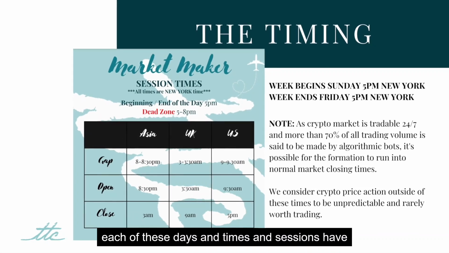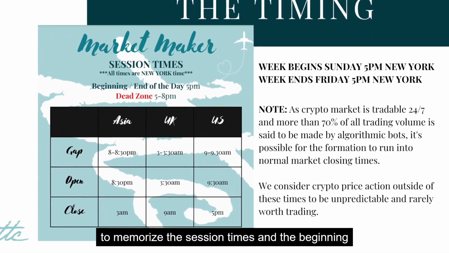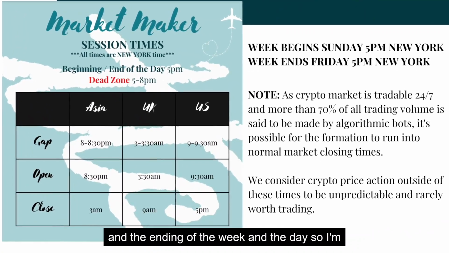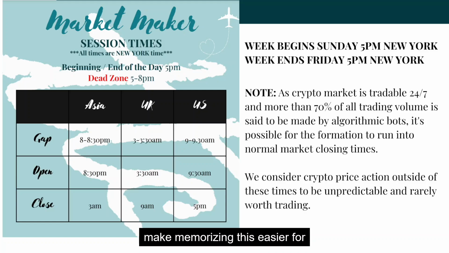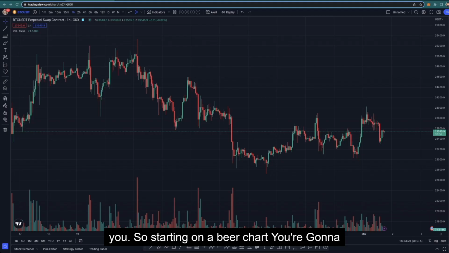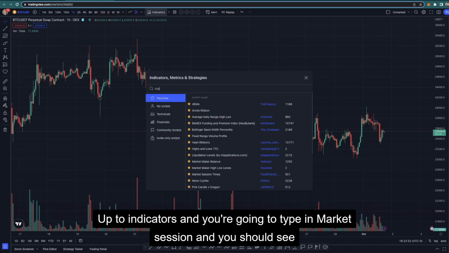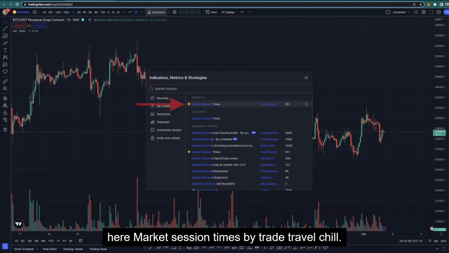Now, each of these days and times and sessions have typical behaviors, and that's why it's so important to memorize the session times and the beginning and the ending of the week and the day. So I'm going to go through a tool that we built here at TTC to make memorizing this easier for you. So starting on a bear chart, you're going to come up to indicators and you're going to type in market session, and you should see here market session times, buy, trade, travel, chill.